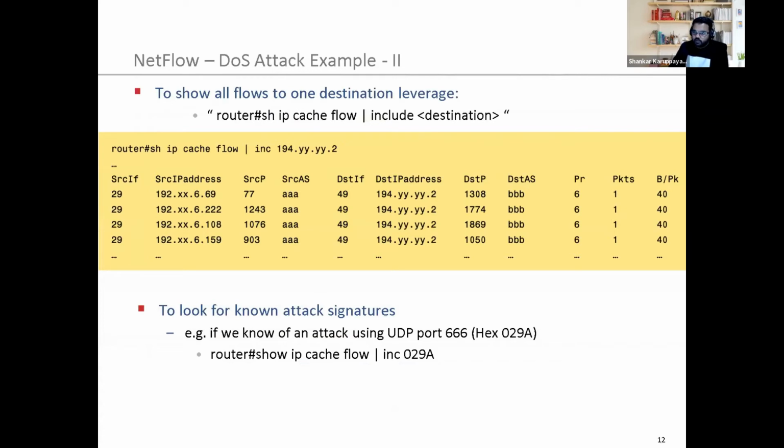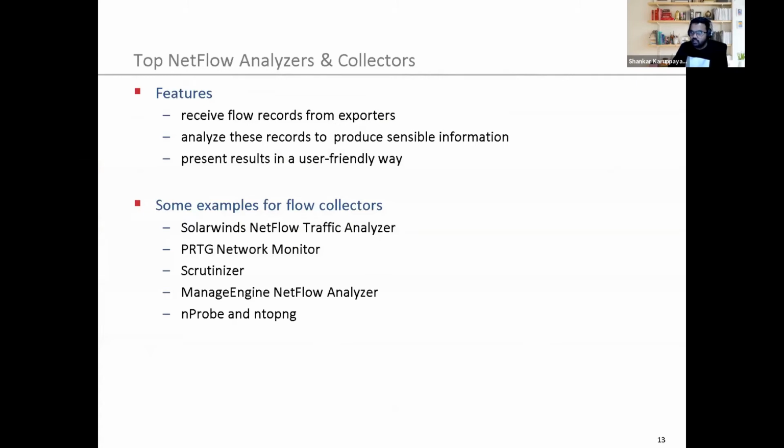Okay, I will probably skip some of these examples on how netflow commands can be customized to show certain things, because there's a lot that we want to cover today. So, what are the top netflow analyzers and collectors? In terms of the features of these analyzers, we are able to receive flow records from the exporters and analyze these records to produce sensible information, and obviously to present results in a more user-friendly way. We are just human anyway, and we should be able to see everything in a single glance.